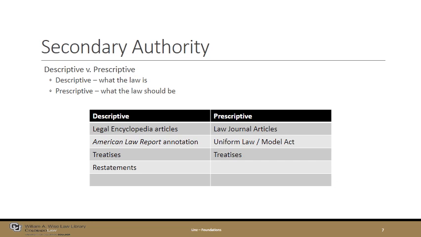So you'll find descriptive legal publications such as legal encyclopedia articles or ALR annotations. Prescriptive publications typically are the law journal articles, and actually the uniform laws and model acts are prescriptive as well, as the commission there is determining and telling us what the perfect law for this subject area should look like.